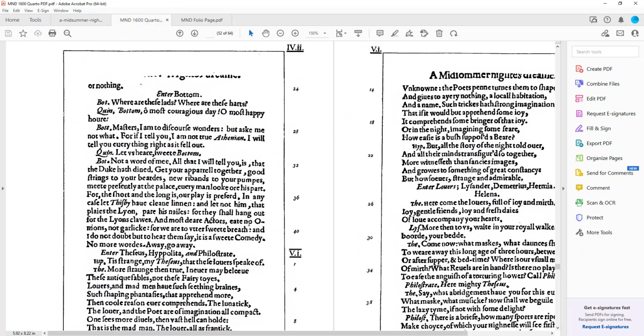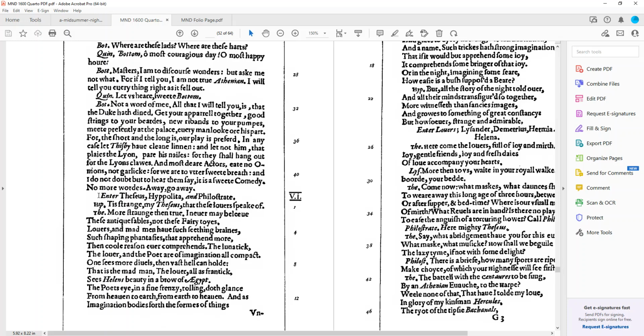This is where this is taken from. Right, here's the stage direction, and here's the line. Hippolyta, "'Tis strange, my Theseus, that these lovers speak of." Notice that there is no actual act or scene division here. The editor has done that for us. Okay. Notice we have Theseus, Hippolyta, and Philostrate show up here. Okay.